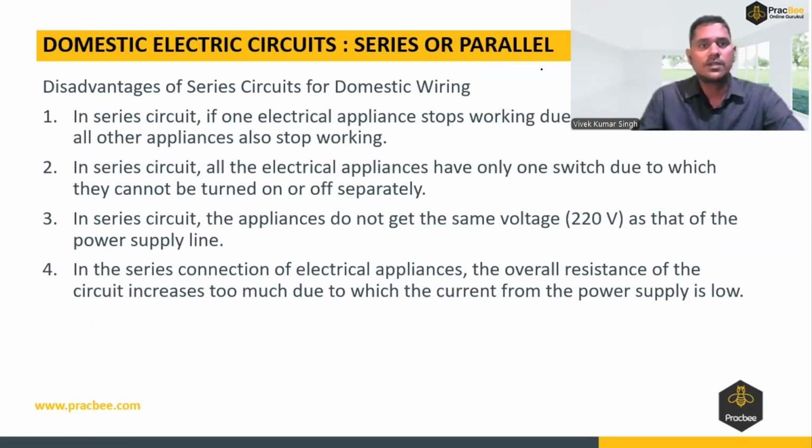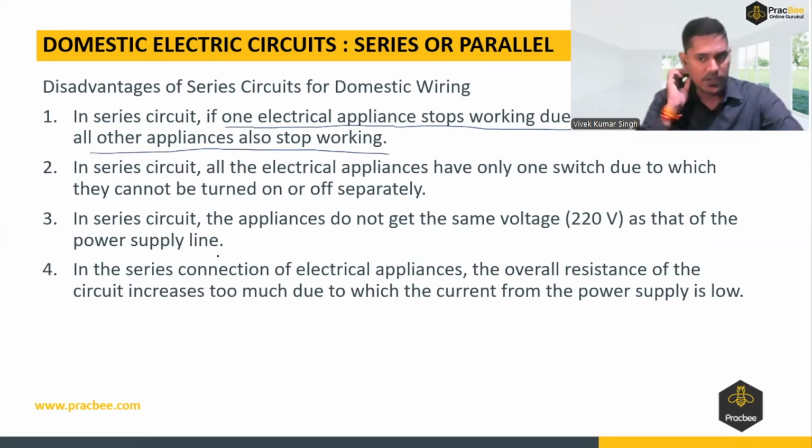Now let's see the disadvantages of a series circuit for domestic wiring. In a series circuit, if one of the electrical appliances stops working due to some defect, then all the other appliances will stop working, since if any of the appliances is not working, it makes your whole circuit open. So all the components will not work. Suppose the bulb gets fused and you have a series circuit in your domestic wiring. In that case, none of the appliances will work.